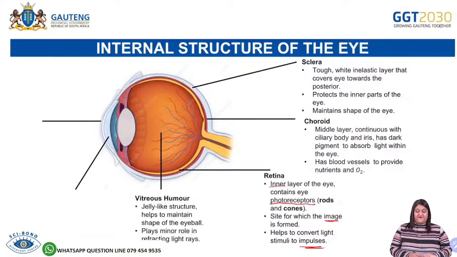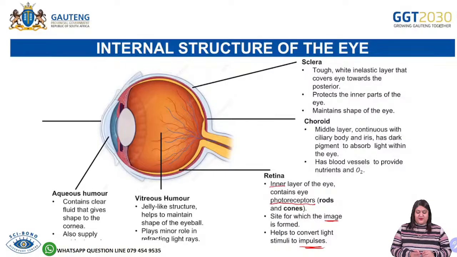Then we go to the vitreous humor. The vitreous humor is a jelly-like structure. It helps to maintain the shape of the eyeball so that we have this long, roundish, spherical shape, and it plays a minor role in refracting light rays. Then we have the aqueous humor. It contains clear fluid that gives shape to the cornea. It also supplies nutrients and oxygen.